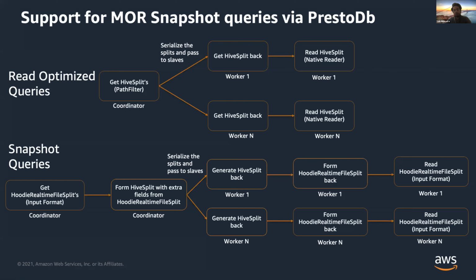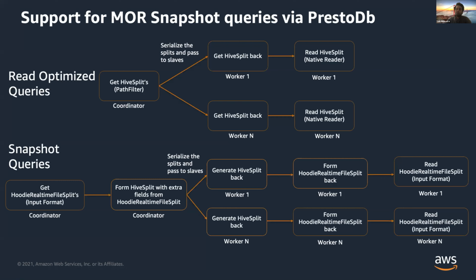We could simply rely on Presto's native Parquet readers to do the read for us. All we had to do is inject Hoodie's path filter in Presto. So when it does the listing, it can use this path filter to filter out the latest commit files. And then we let Presto internally form its file splits and pass them to the workers, which can then read them using the native reader itself.